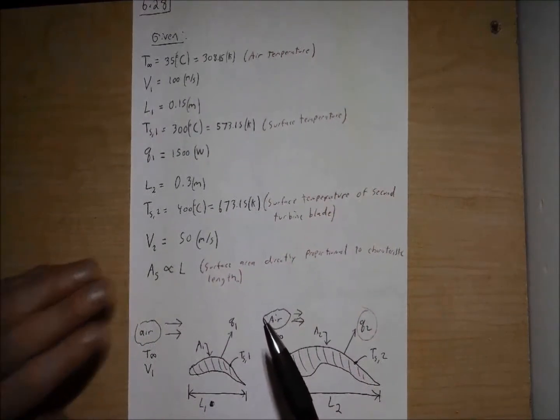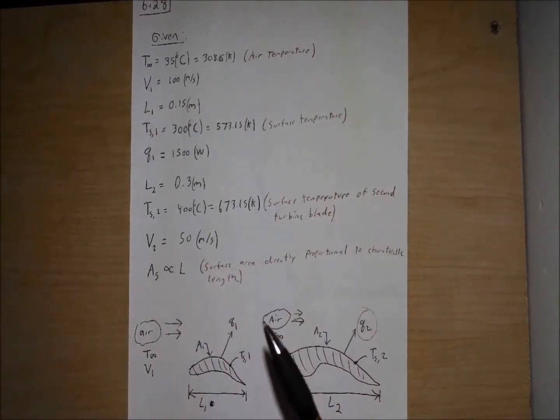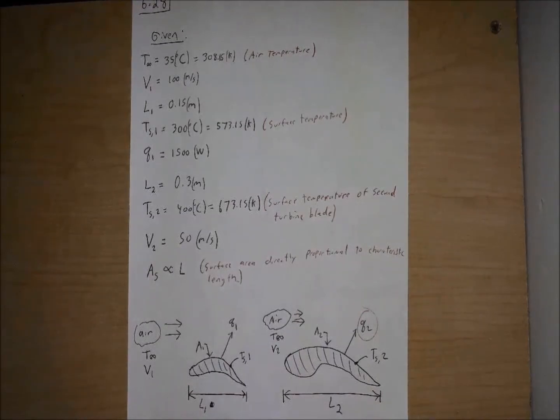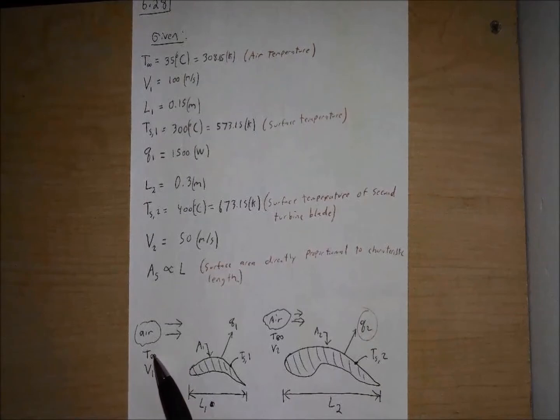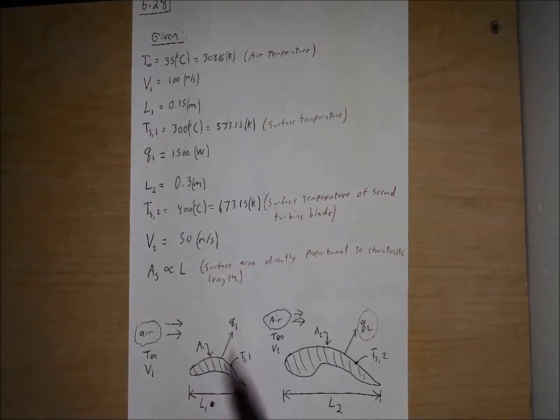Down below, what I've drawn here are our two different cases, a diagram for each. So we have our air, T infinity, V1. Case 1 here, here's our area, A1. Here's our surface temperature, TS1. Here's Q1 there, and our length, L1. Now over to the right, I've tried to proportionately draw out our case 2 here.